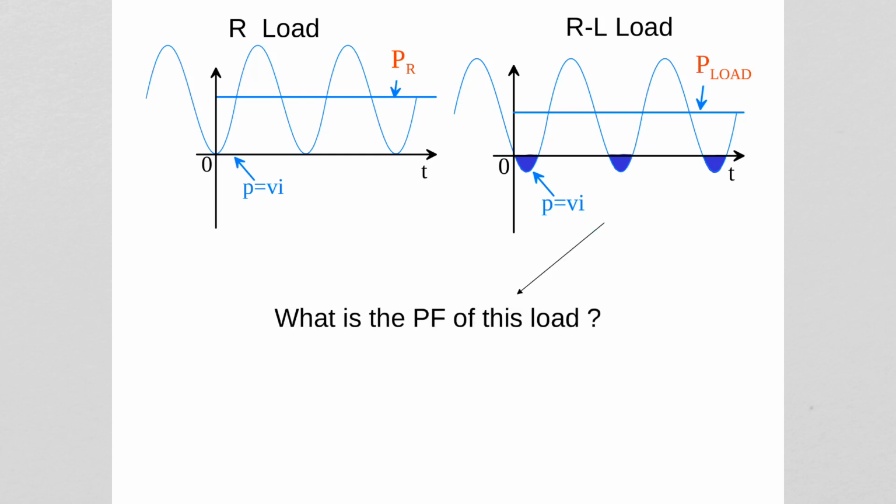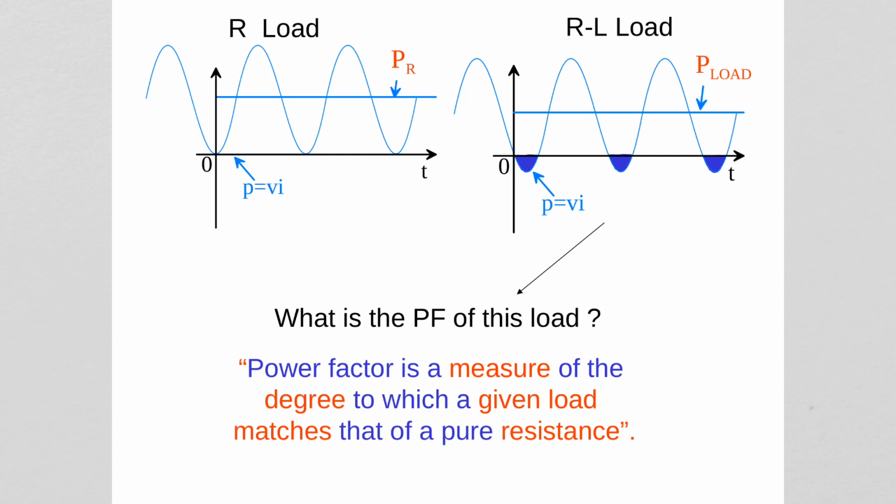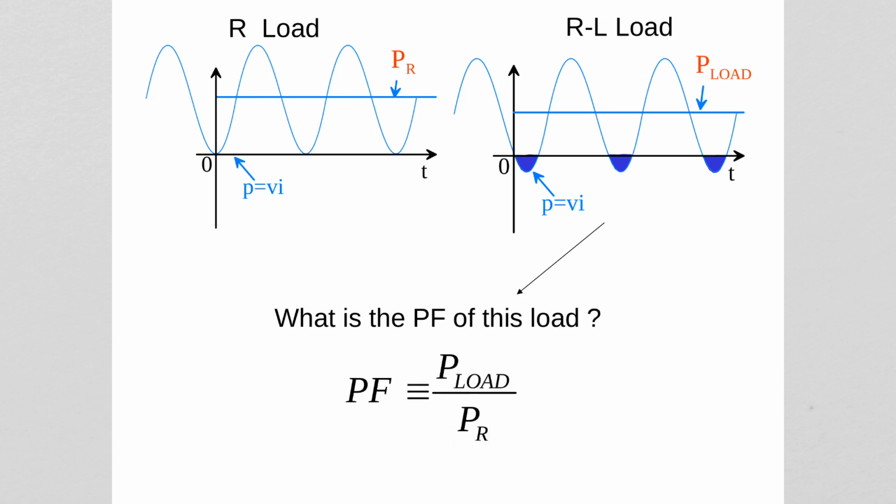So now what is power factor for this load? We define that power factor is a measure of the degree to which this RL load matches that of the pure resistance. Power factor, let us say we define it as P load divided by the reference pure resistive load power, which is PR, all else being same, the amplitude of the current and the amplitude of the voltage. So this is the definition that we will be using, and which will give you the measure of the closeness of any given load to that of a pure resistance.